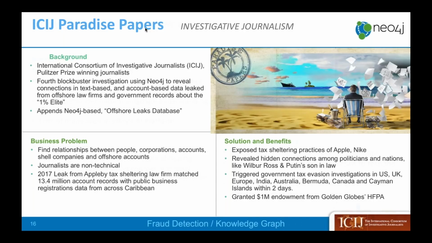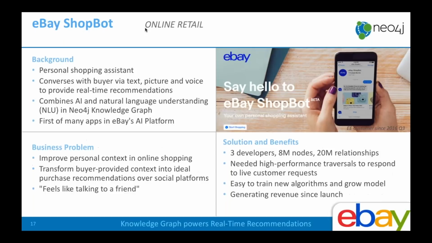I said I'd talk about an AI example. If you use Facebook Messenger, you can order things on eBay using the eBay ShopBot. That's got Neo4j behind it. Neo4j is being used to store the catalog of products on that. So I'm not going to talk about that in too much detail, but there's a lovely video of it on our website, or you can just go direct to eBay ShopBot.